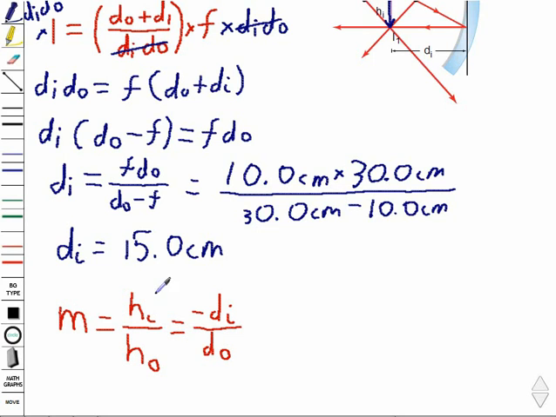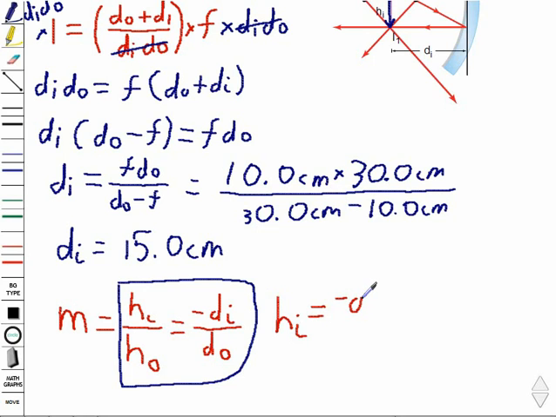So if we rearrange this part of the equation, we can solve for what we want. So I'm going to multiply the height of the object on both sides of the equation. So I'm going to end up with the image height is equal to negative the distance of the image times the height of the object divided by the distance to the object.